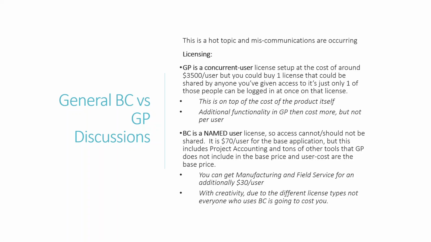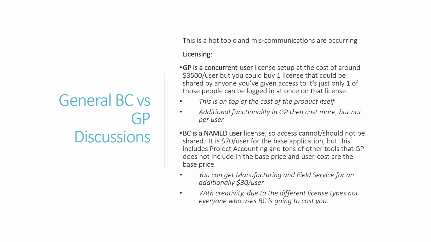The other thing you need to remember is that in GP, if you go to some of the higher echelons of functionality, like project accounting and field service, along with manufacturing, that software cost is $10,000 over and above the regular GP price. If you move to Business Central, you've got that $70 base cost, but in Business Central, that includes project accounting. And it's a cool little project accounting app, which we'll talk about in other webinars.